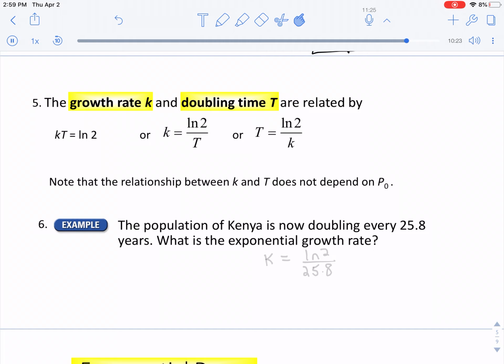Now let's go to the next example: the population of Kenya is now doubling every 25.8 years. What is the exponential growth rate? We're going to use the formula for k. It's doubling, so it's ln of 2 divided by 25.8, and that will give you k. You just put that into a calculator.